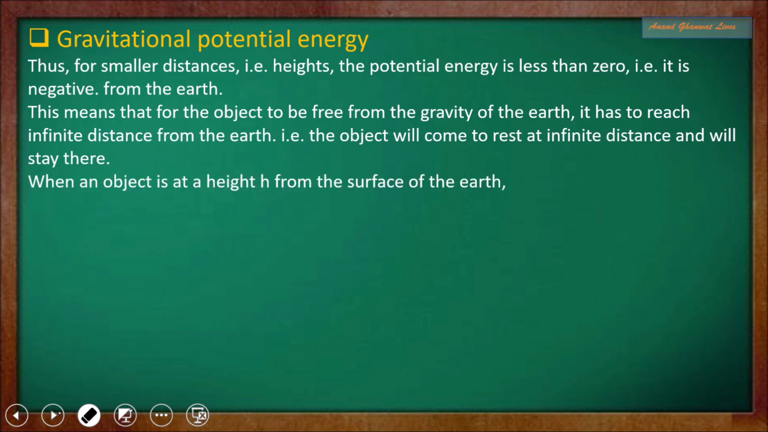When an object is at height h from the surface of the earth, remember this formula: potential energy is equal to negative G M m upon R plus h, where G is the gravitational constant, capital M is the mass of the earth, small m is the mass of the object, capital R is the radius of the earth, and h is the height of the object.